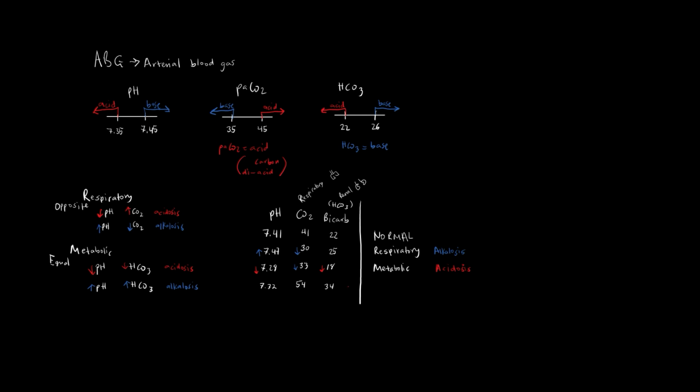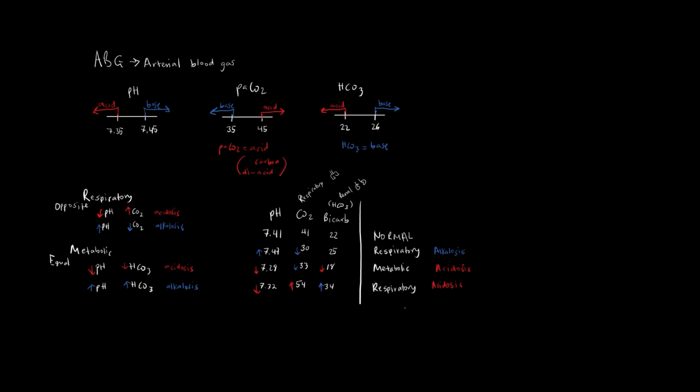Moving on to our next problem. The pH is 7.32, which is lower than normal, so this automatically tells us that we are in a state of acidosis. Let's look at the PaCO2, that's 54, which is greater than normal, and the bicarb is 34, which is also greater than normal. Think back to ROME. Respiratory opposite. So if this were respiratory acidosis, the pH and the PaCO2 would be moving in opposite directions. And this is true of this problem. So this is respiratory acidosis.